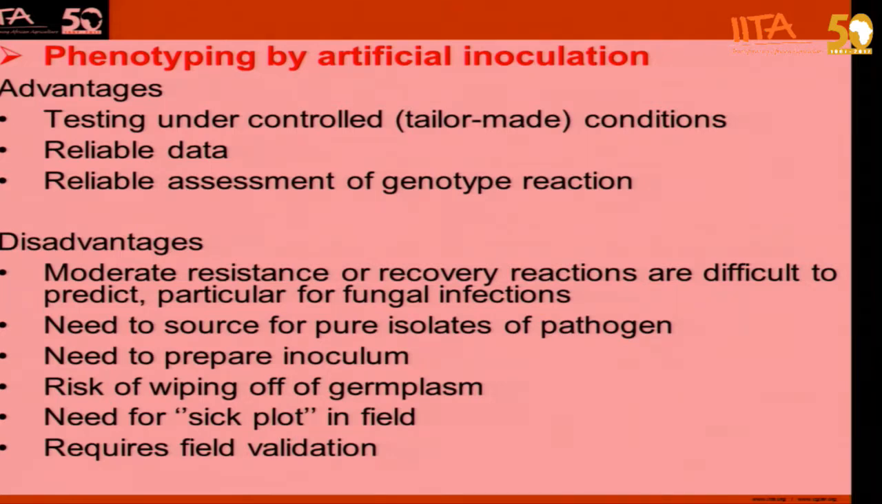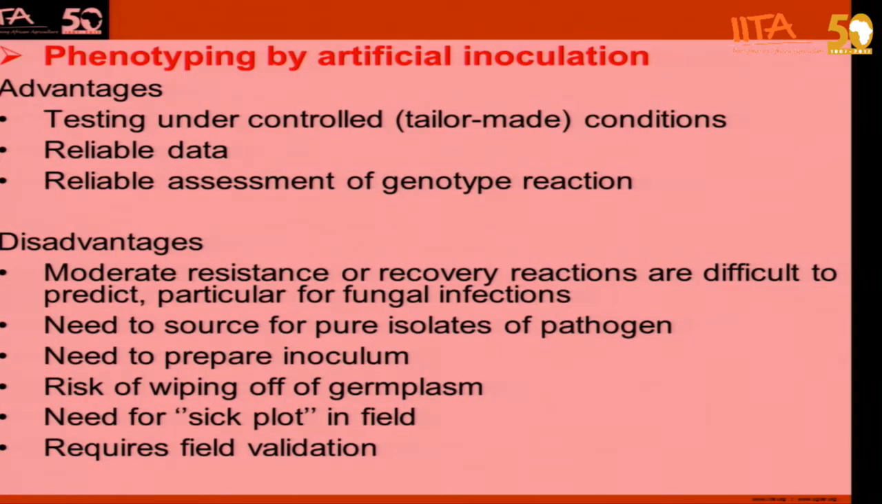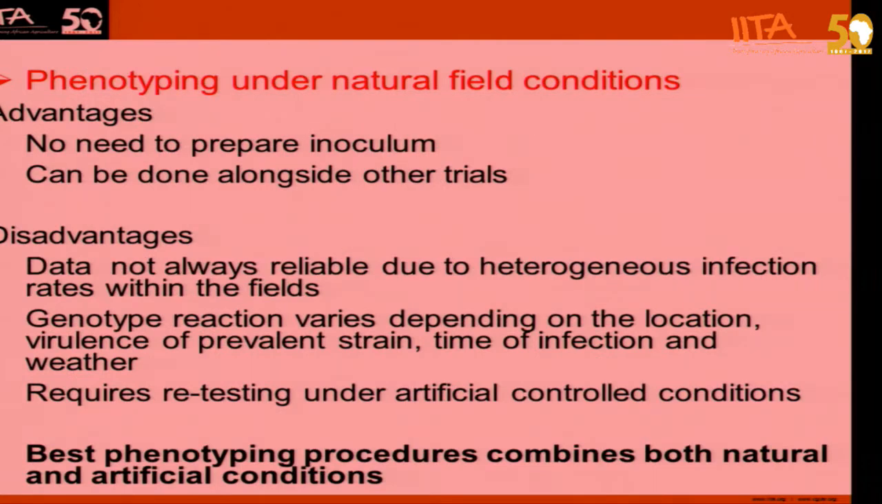And then you need to source your inoculum, like the pure isolates of the pathogen that is causative for the disease. You need to prepare inoculum, and you risk wiping off all your germplasm, especially when you are doing whole plant assay. You always need a sick plot in the field so that you don't contaminate other field materials. And then it always requires field validation, so you don't rely only on the artificial inoculation.